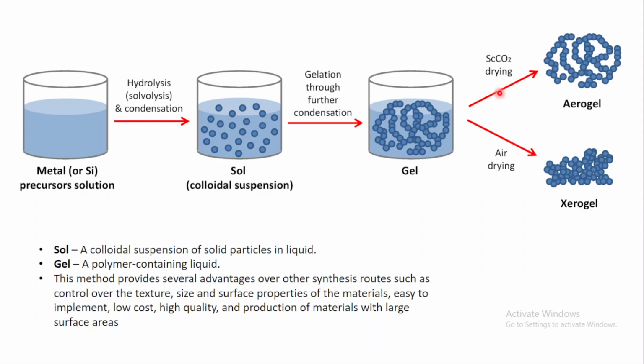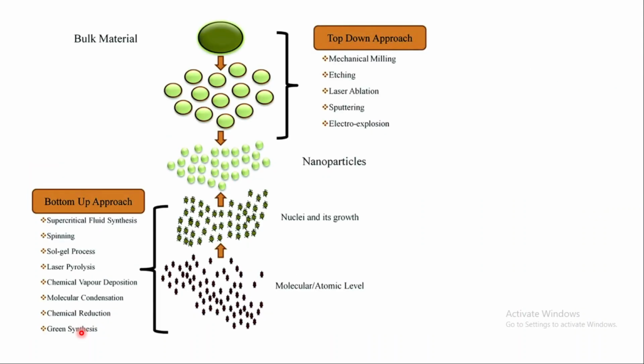So here you can see we can apply two different drying methods to obtain two very different nanomaterials, aerogel and xerogel. You can easily differentiate the surface properties. This is more densely packed, this is lightly packed, which makes aerogel very light, right? It is easy to implement, low cost, high quality and production of materials with large surface areas. So generally sol gel is a method used to make nanomaterials with large surface area like silicon dioxide or titanium dioxide. Okay, so that is all about sol gel.